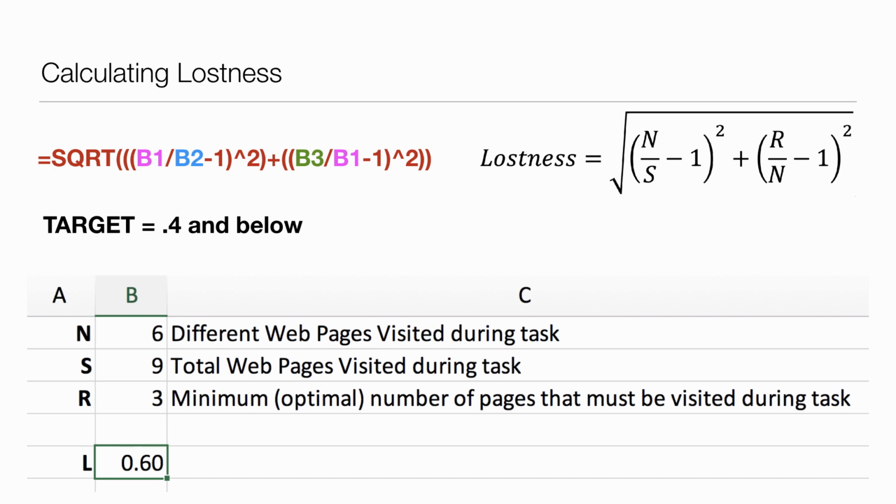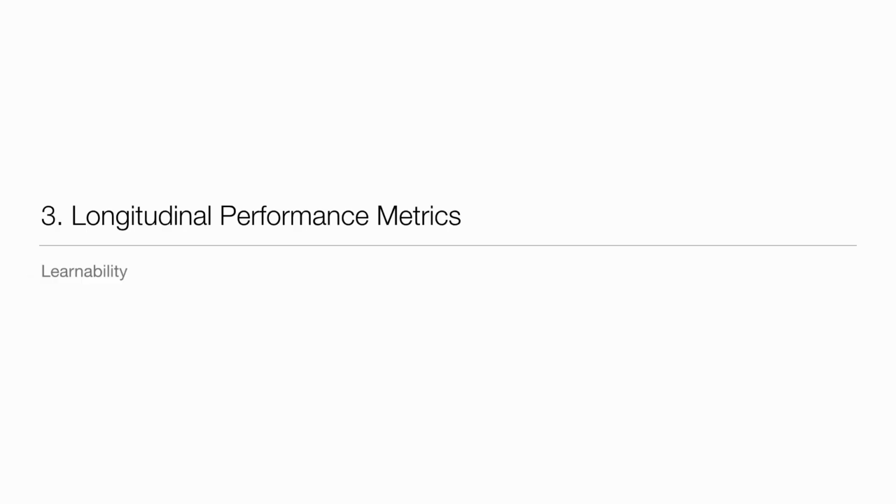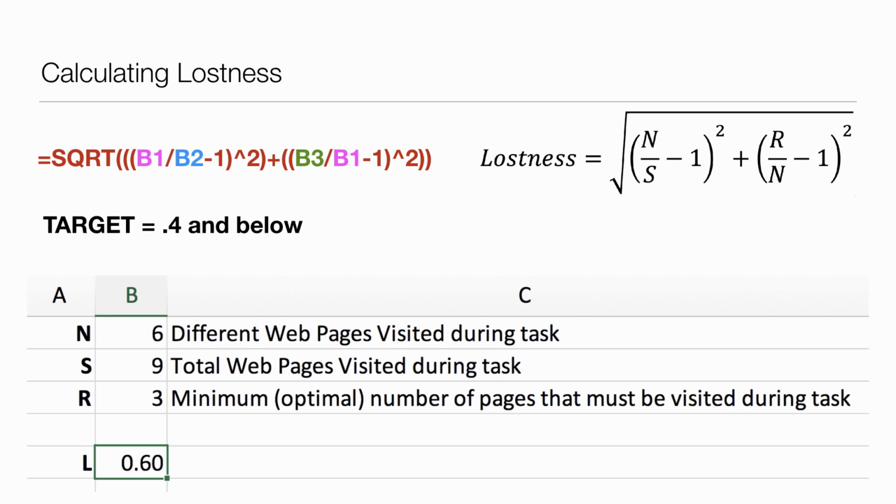In this case, a lostness of 0.6 is there. Now, is that good or bad? You know what? It's a bit relative. So I would say a lostness of 0.6, that's not too great, because if you're at 1, totally lost. If you're 0, you are amazing. You went straight there. You want to be below 0.4. So 40% of people get lost, no more.